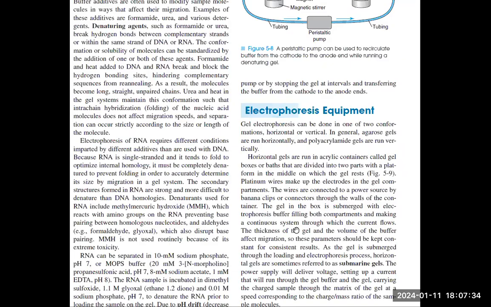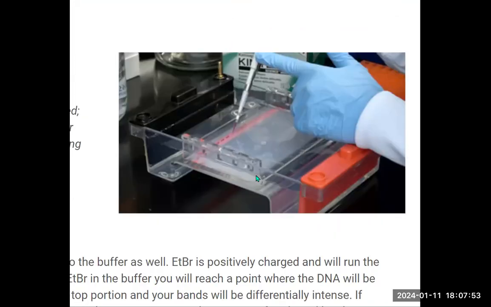Okay. And then platinum wires make up the electrodes in the gel. So the wires are connected to a power source by banana clips or connectors. And then in some instances, they call the gel submarine gels. Why submarine? Because our agarose gel is submerged below the buffer, for example, below our TAE buffer or TPE or TBE buffer. So if we're talking about submarine gels, it will refer to agarose gel electrophoresis. Okay?